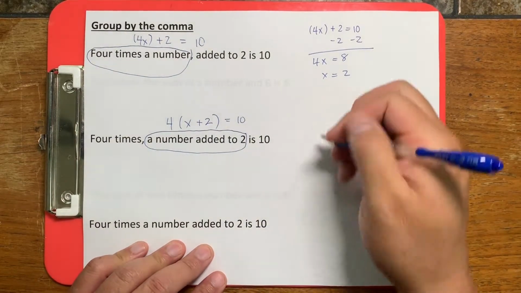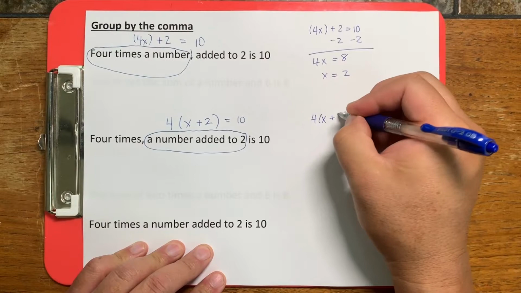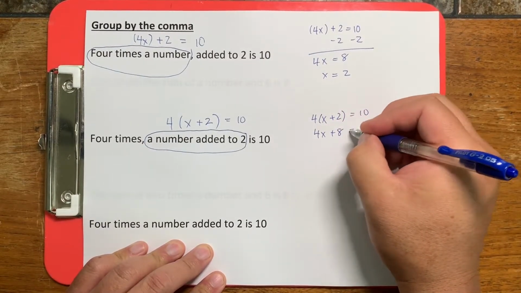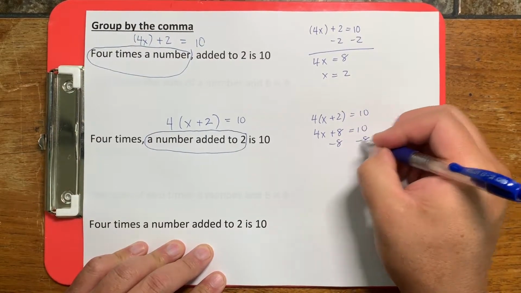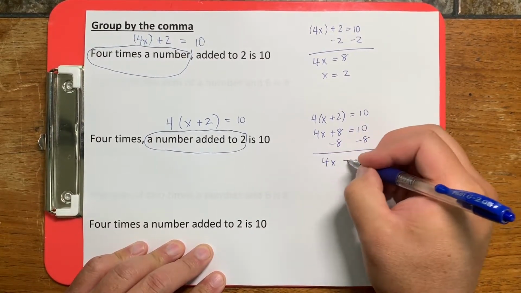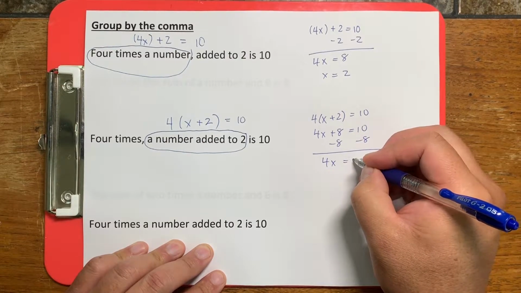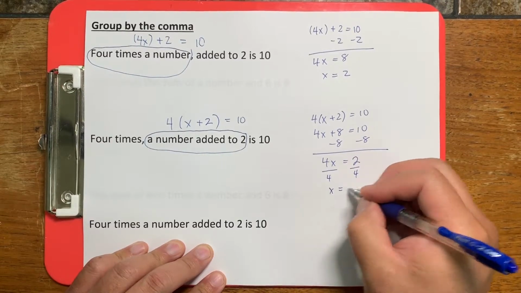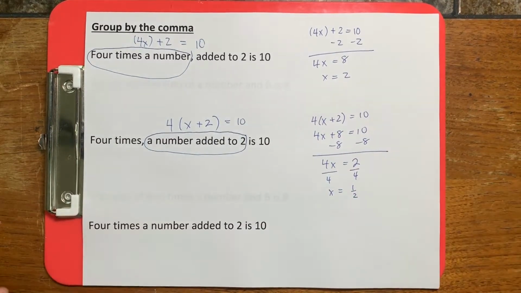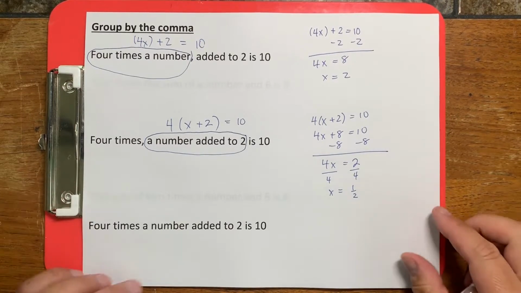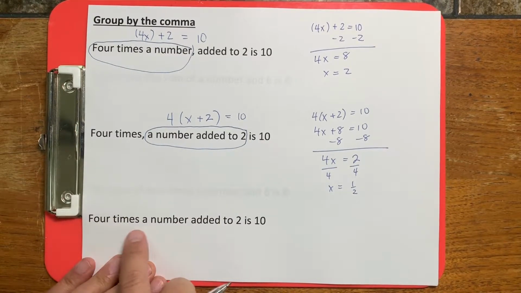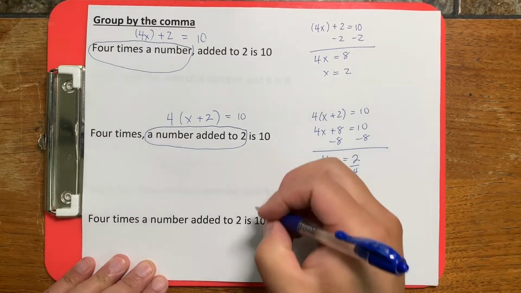Over here, what will happen is we'll distribute: 4x plus 8 is equal to 10. We'll subtract 8 from both sides, and then we'll get 4x is equal to 2. We'll divide both sides by 4, and we'll get x is equal to 1/2. Now, the problem comes when there's no comma to help you know which to group. So over here I have the same sentence: 4 times a number added to 2 is 10.